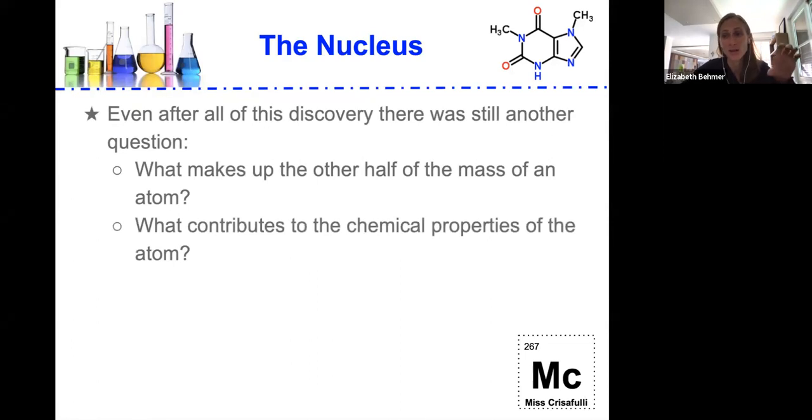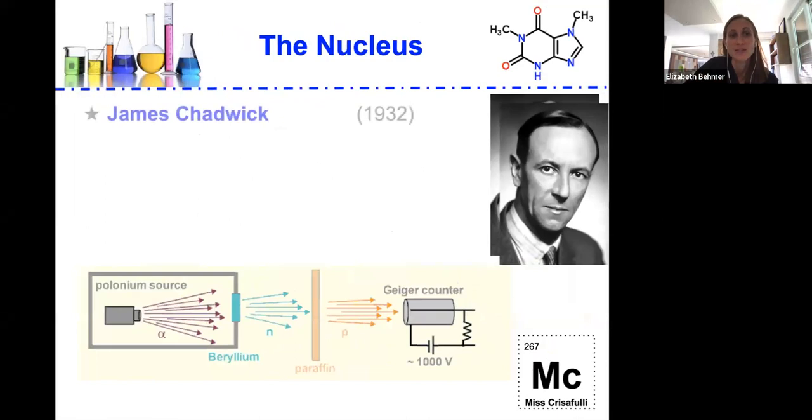We know that protons make up about half, and protons are positive. We knew at this point there were electrons that were negatively charged, but they have practically no mass. So what makes up the other half of the mass of an atom? And then what contributes to the chemical properties of the atom? So this brings us to James Chadwick, 1932.